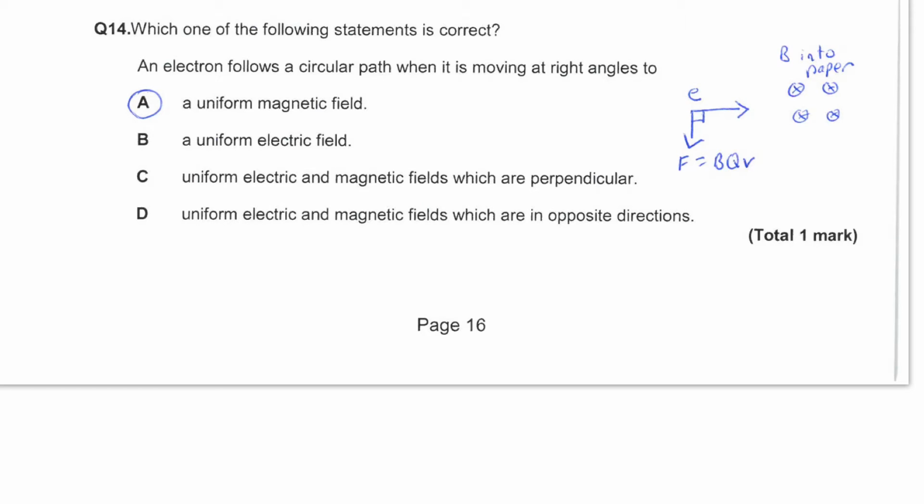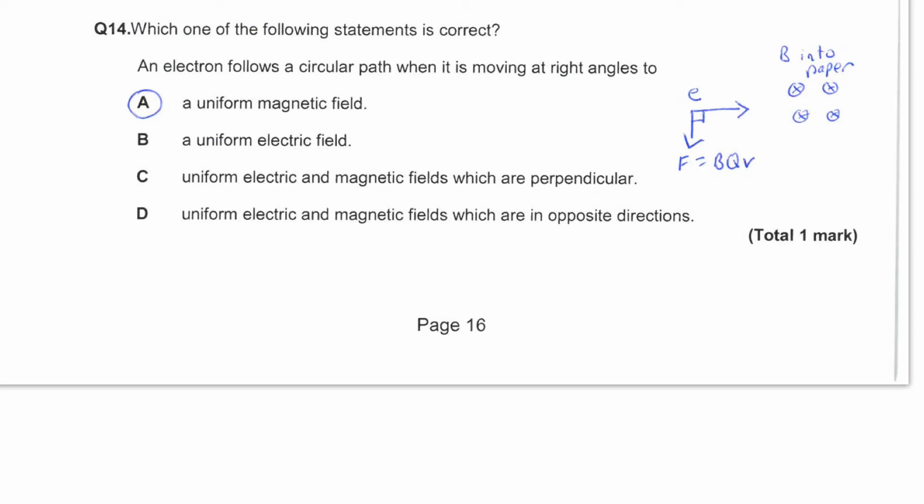This is the Magnetic Fields Homework Booklet, question 14. Which of the following is correct? An electron follows a circular path when it is moving at right angles to. So pause and think here about the conditions required to achieve a circular path.